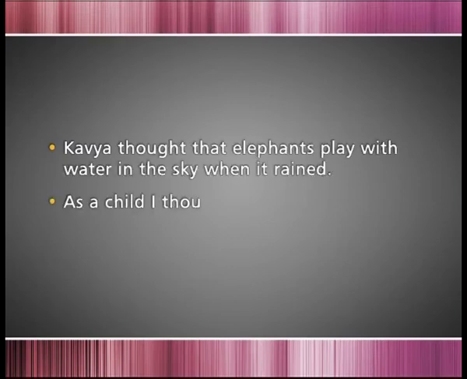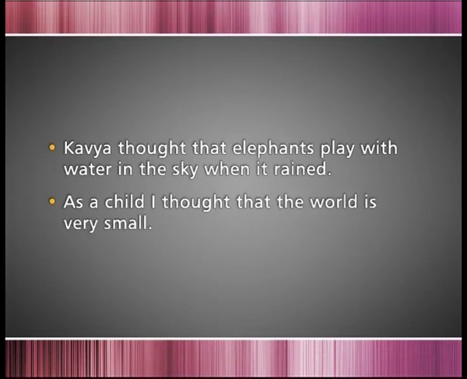When we want to suggest some past habit, we often use adverbials, words like usually, generally, always, sometimes, frequently, never, often, with a simple past tense. Sometimes it is used to refer to a past thought. For example, Kavya thought that the elephants play with water in the sky when it rained. As a child, I thought that the world is very small.